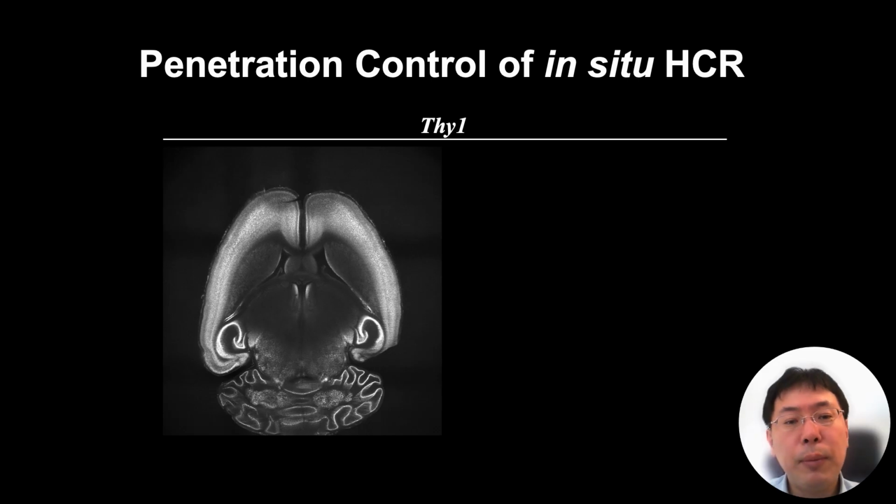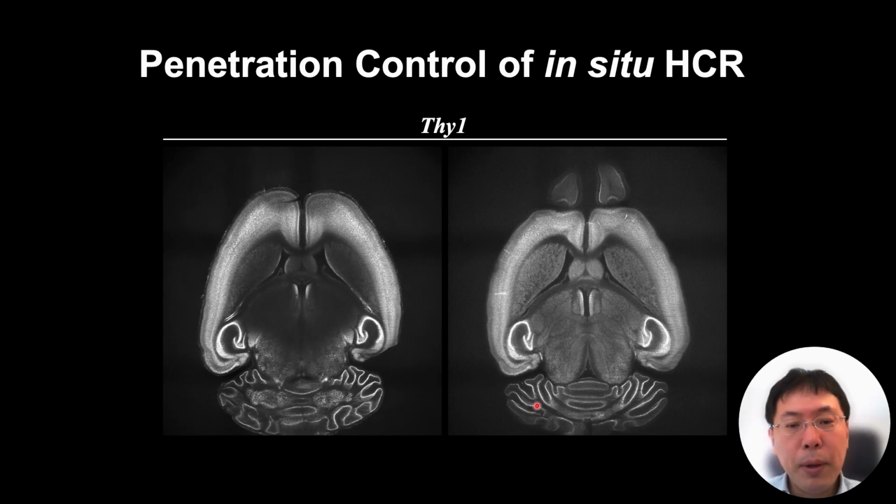Now, let me show you some typical examples of whole brain staining using the in situ HCR method. This image shows the result of the staining for Thy1 messenger RNA, which is ubiquitously expressed throughout the brain. Unfortunately, in conventional methods, staining often fails in the inner region of the brain due to limited reagent penetration. However, with our method, reagent can fully penetrate the brain tissue, as you can see here.